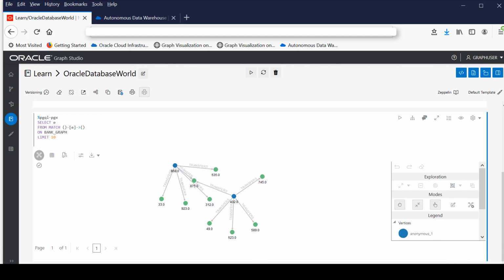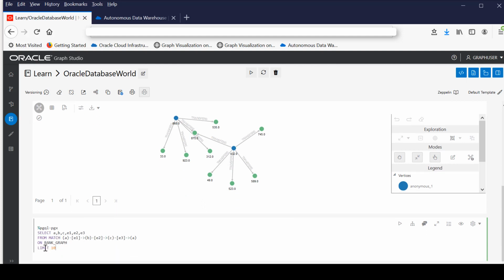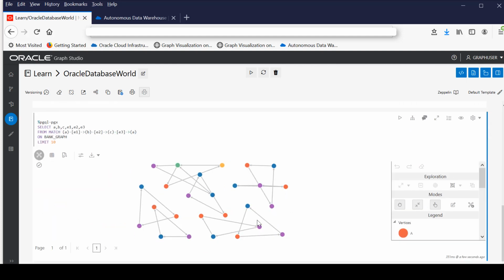Now let me run another query. This time I'm going to look for a more interesting pattern. I'm going to look for 3-hop cycles. I start with A, so anything in parentheses is a vertex: A transfers to B, transfers to C, and then transfers back to A. That's a 3-hop cycle, and I'm going to find 10 such 3-hop cycles in this graph. And you can see here the 3-hop cycles that are identified in this graph.